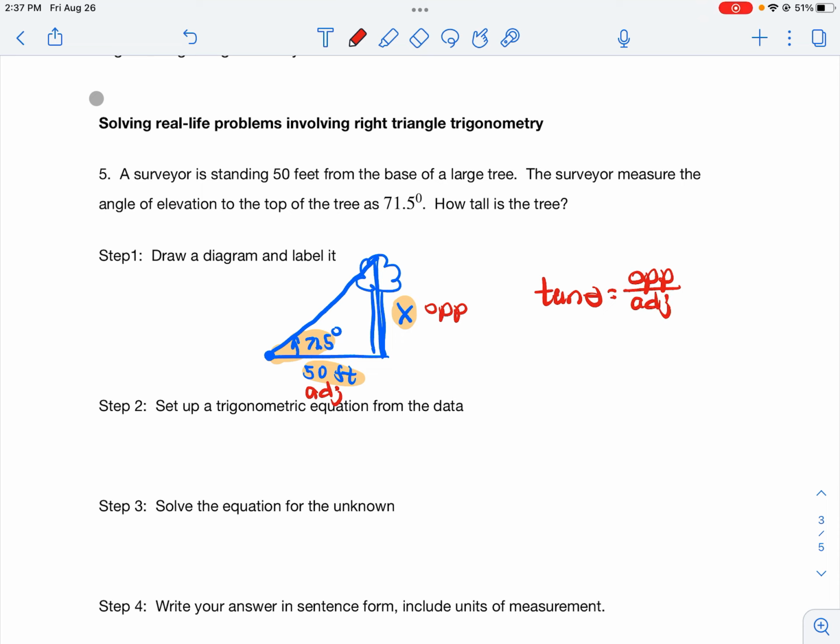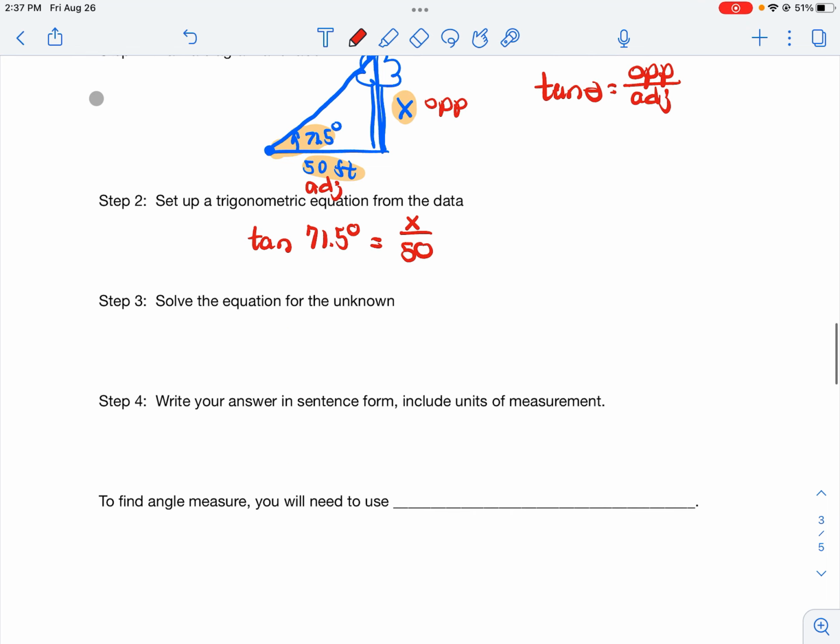tangent of theta is equal to our opposite side over our adjacent side. So to set up our equation, I would say, okay, tangent of 71.5 degrees, that's the measurement of that angle, equals our opposite side, which is x, over our adjacent side, which is 50. That is it. You've made your equation for this situation.